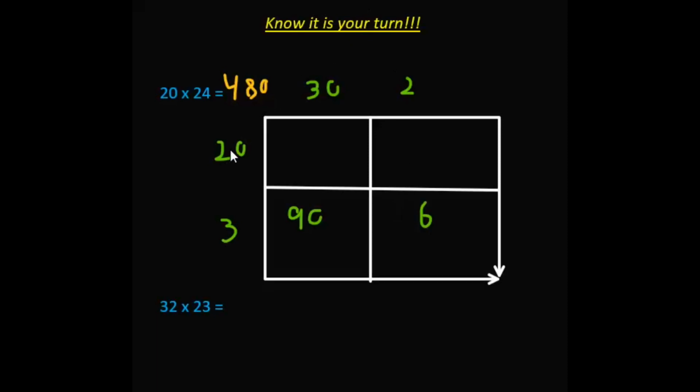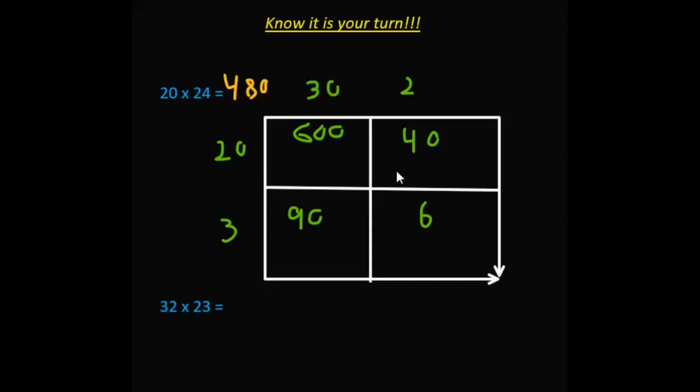Okay, so now let's do 20 times 2, which is 40. And 20 times 30, sorry. 20 times 30 is 600.